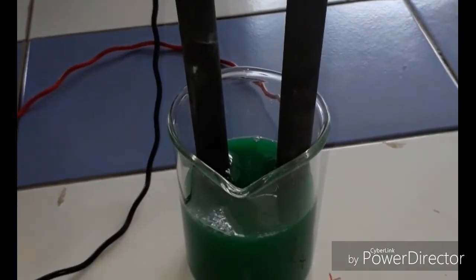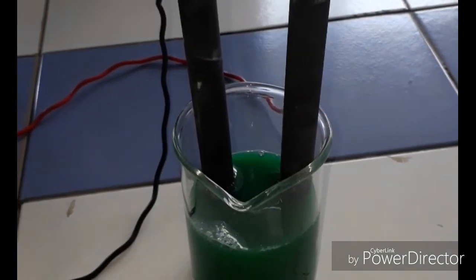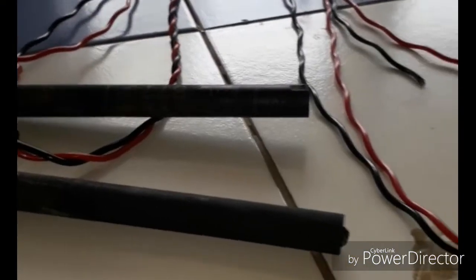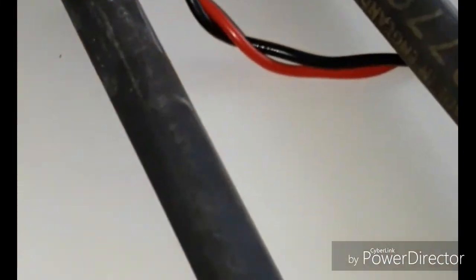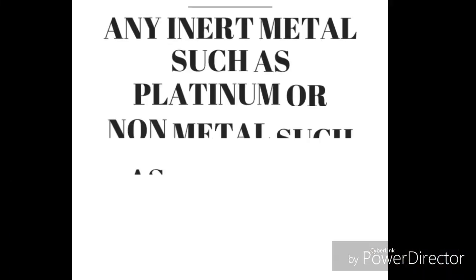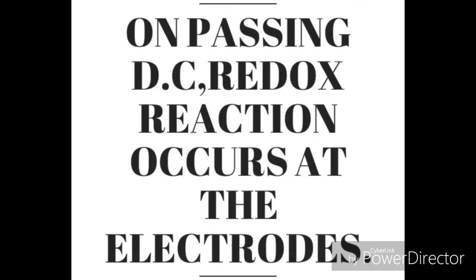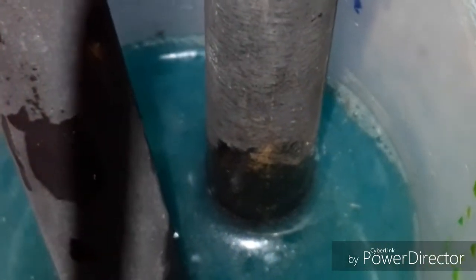So it will be something like this, which is connected to the wires, and we can take the help of crocodile clips for that. An electrode can be anything which is a good conductor of electricity, something like this. Okay. So this is my electrode, graphite rods. We can use anything like platinum also. The reaction takes place on passing the current, and it would be an assembly somewhat like this.